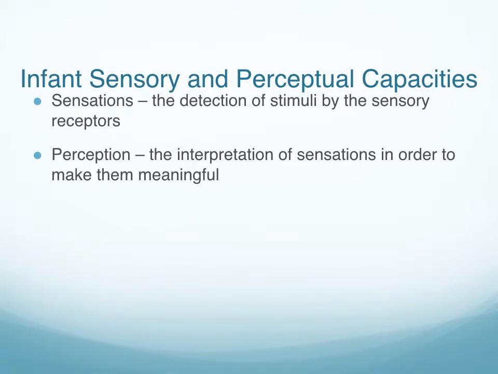Okay, so now we're going to talk about infant sensory and perceptual capacities, and we're going to first differentiate between the two. So sensations involve the detection of stimuli by the sensory receptors. So what this means is it's just the sort of raw information that comes into vision, that comes into hearing. So we see in the distance a red blob, right? And perception is the interpretation of sensations in order to make them meaningful. So we sense a red blob in the distance, and as it gets closer, we start to make sense of that red blob and realize that it's a fire truck. Okay, and so perception involves making the sensation meaningful, and sensation is just the detection of that raw information in the environment.